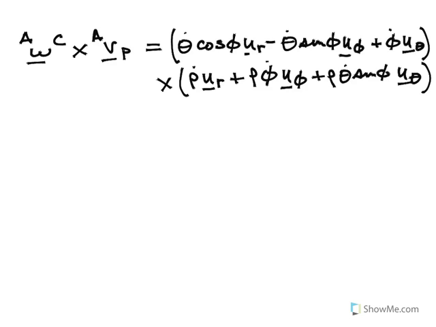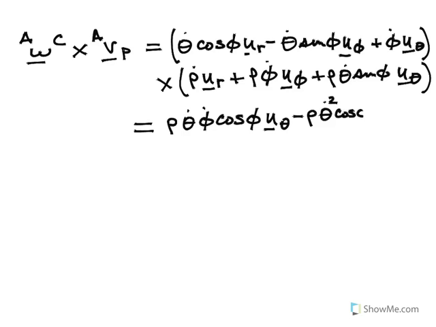So let's take this cross product, and what do we get? Well, u_r crossed with u_r is 0. u_r crossed with u_phi is u_theta. So I get rho theta dot phi dot cosine of phi times u_theta. And u_r crossed with u_theta is minus u_phi. So I get minus rho theta dot squared cosine phi sine phi times u_phi.